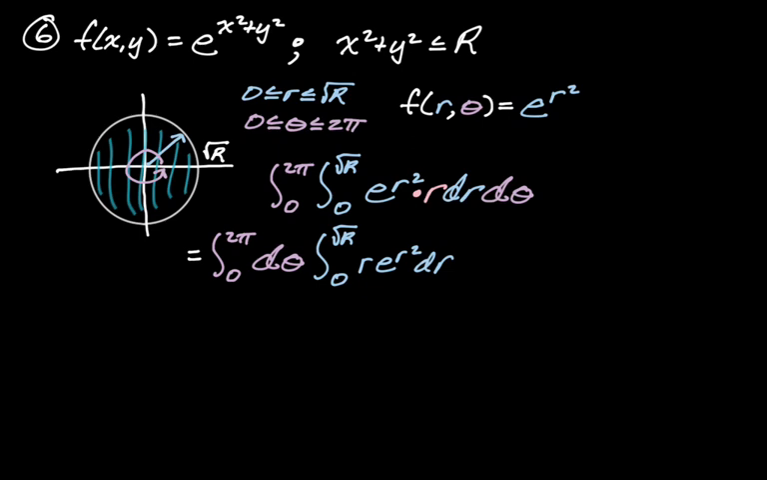Let's integrate. So the d theta thing, again, just gives us 2 pi. And then this will give us 1/2 e to the r squared, 0 to radical capital R. 1/2 times 2 pi is just pi. And then you plug in the radical thing and you get e to the capital R. You plug in 0, you get e to the 0, which is 1. So pi times the quantity e to the capital R minus 1.